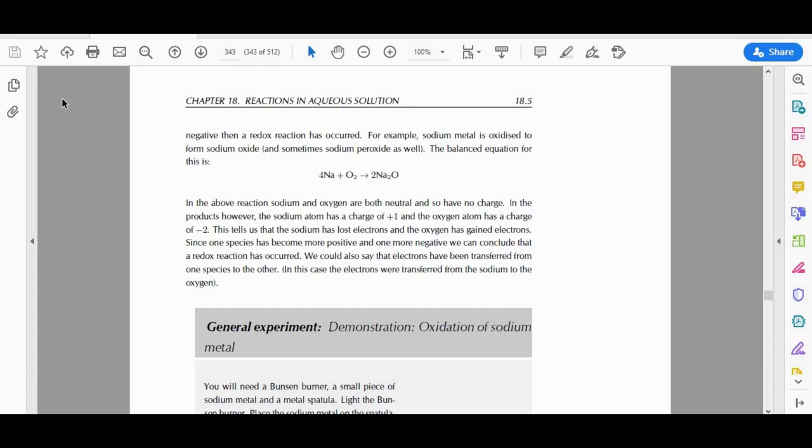This tells us a couple of things. That sodium lost electrons during this process because it has become positive. And oxygen has clearly gained electrons because it has become more negative, because they were both neutral. In other words, they were both zero. Or if you want to think of neutrality as zero, then great. They were neutral. So oxygen now has negative 2 on the product side, and sodium has an ion value of positive 1. So it definitely lost an electron.